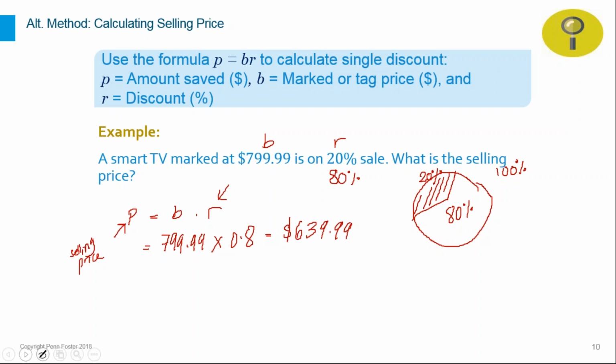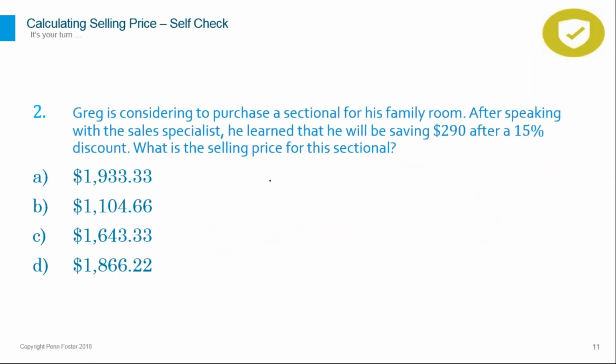Let's look at a self-check question. The question says, Greg is considering purchasing a sectional for his family room. After speaking with the sales specialist, he learned that he will be saving $290. So $290 are the savings, that's P. The percentage after the 15% discount is R. What is the selling price for this sectional?